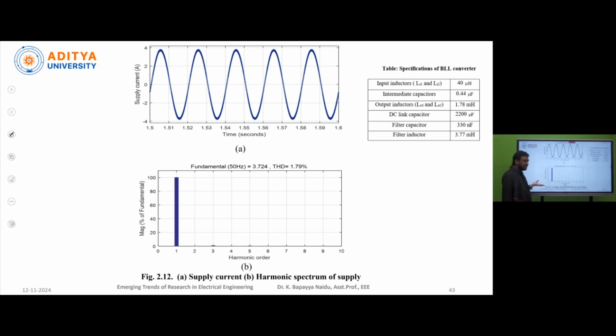Okay, now if you are running this BLLC converter in MATLAB, again we obtain the supply current which is nearer to the sinusoidal shape, and THD is also very low, 1.79. In previous converters, I think it was maximum for SEPIC about 4%, and next Zeta converter 2.2 something, and for this bridgeless converter 1.79%.